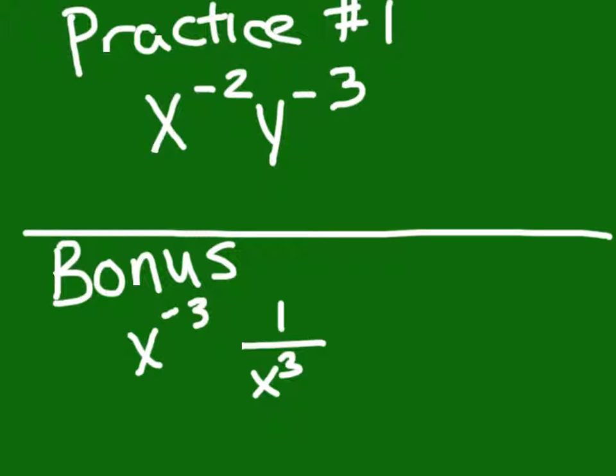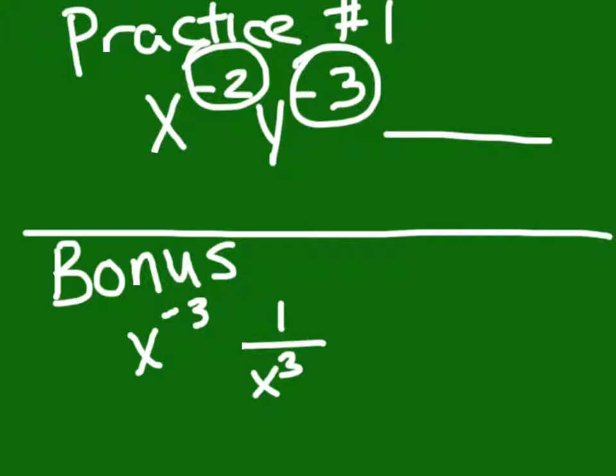So we have x to the negative 2, y to the negative 3. Both of those are negative, so where are they going to go in my fraction? Bottom. So x to the negative 2 becomes what? X squared. And y to the negative 3? Y cubed. And what do I put in the top of my fraction? 1. So it's 1 over x squared y cubed.